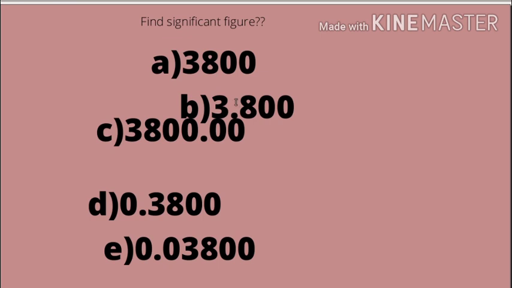Okay, let me prove it to you. 3.800 means what? You are saying that 3.8 is the measurement, and you are confident that you are measuring this value up to 3 decimal places, and those decimal places are occupied by 0. So you have the confidence, and this confidence indicates how many significant figures? 4 significant figures. Okay, do you understand this? This is so for the number 3.800.